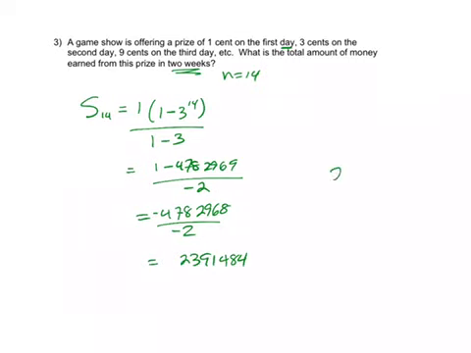So 23914.84. Right, so in 2 weeks, the prize is going to be 23,914 dollars and 84 cents in 2 weeks.